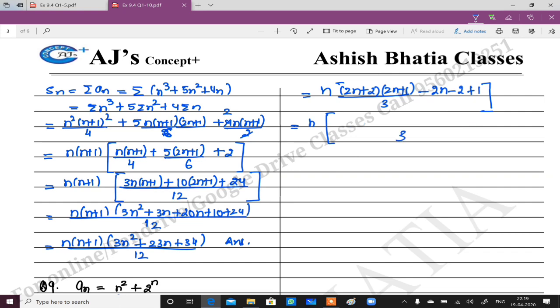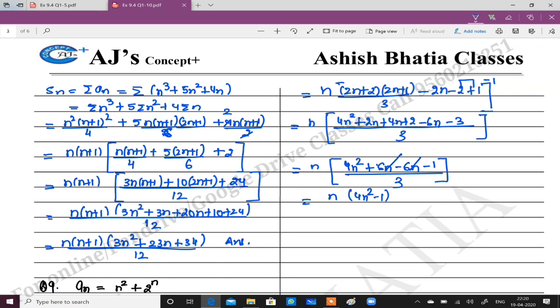If I take the LCM as 3, it would be 4n square plus 2n plus 4n plus 2. Now with the LCM, it would be minus 6n. This minus 2 plus 1 will be minus 1, so it would be minus 3. So now I will be left with n into 4n square plus 6n minus 6n, and 2 minus 3 is minus 1, whole divided by 3. So 6n and 6n cancel out, and I'll be left with n into 4n square minus 1 by 3.